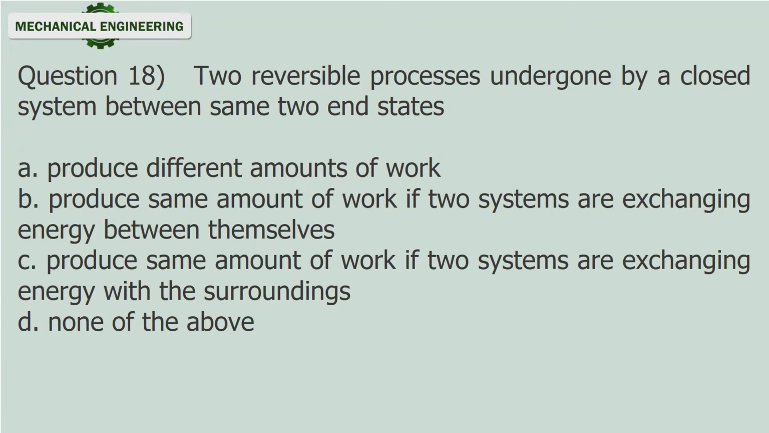Question 18. Two reversible processes undergone by a closed system between same two end states. A. Produce different amounts of work. B. Produce same amount of work if two systems are exchanging energy between themselves. C. Produce same amount of work if two systems are exchanging energy with the surroundings. D. None of the above.